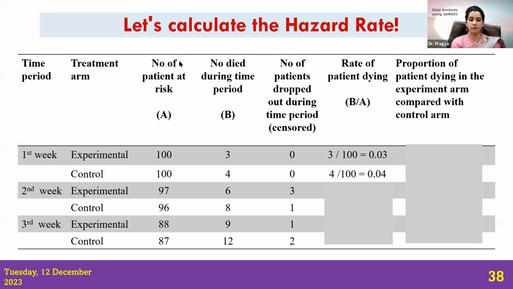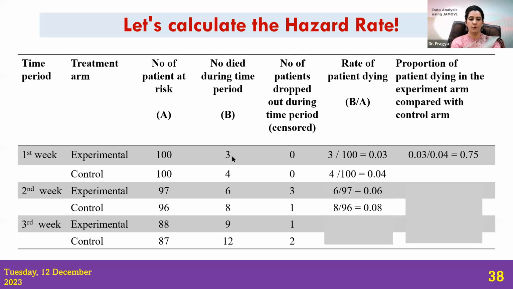So for risk of death, you can say that there are two groups, the experimental group and the control group. If I say that the number died during this time period is 3 in the experimental group and 4 in the control group, the risk of death will be 3 by 100 and 4 by 100. And if you calculate the proportion of patients dying from the experimental arm, it will be 0.75.